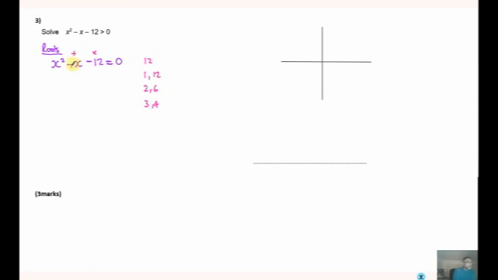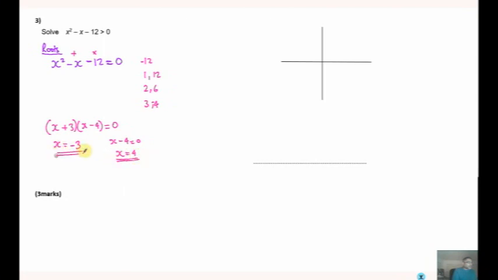In this case, because it's a minus 1, that means it's going to be 3 take away 4. So 3 times minus 4 gives us minus 12, and it adds to minus 1. So I can factorize that nice and easily. Now it will be x plus 3, and then x minus 4 equals 0. So my roots of the equation are going to be x equals minus 3, because it's the opposite of there. Remembering, if x plus 3 equals 0, then x is minus 3. If x minus 4 equals 0, then x equals positive 4.